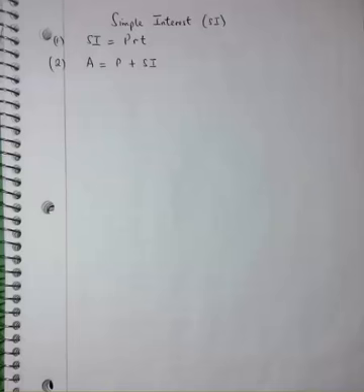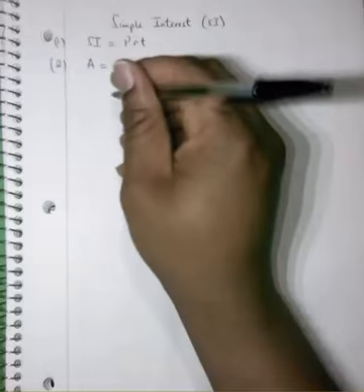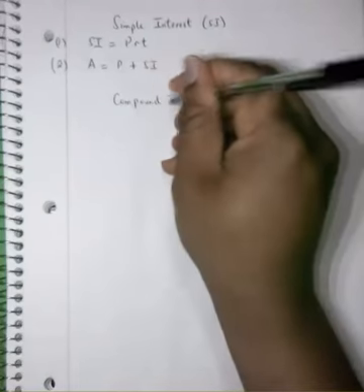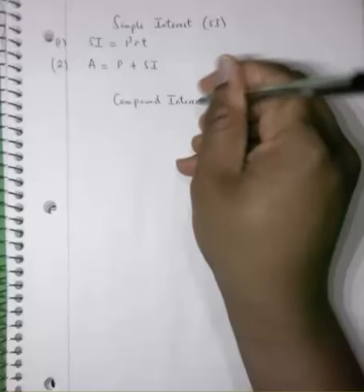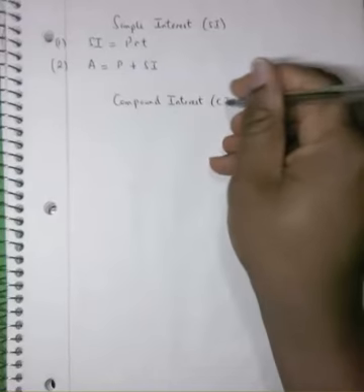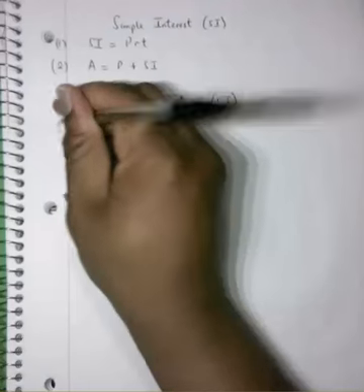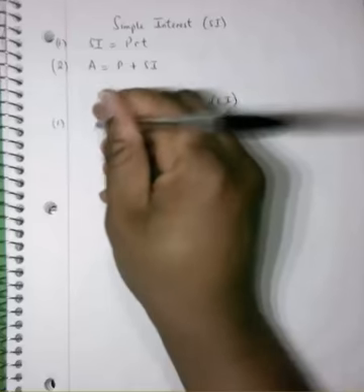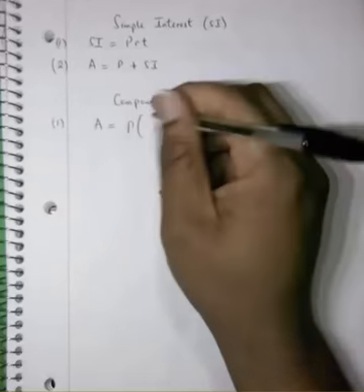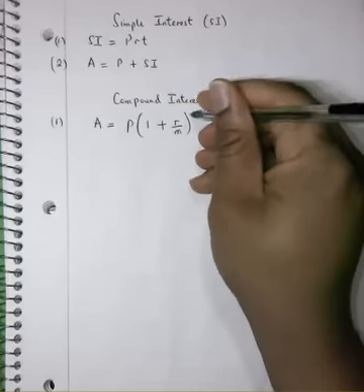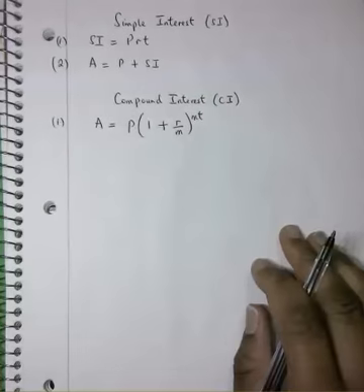Now let's go to compound interest. Let's call this CI. Please do not confuse it with a confidence interval. I am just calling it CI. Number one, we have A equal to P times 1 plus r over m, exponent mt, m times t.